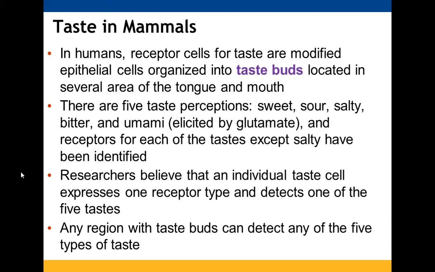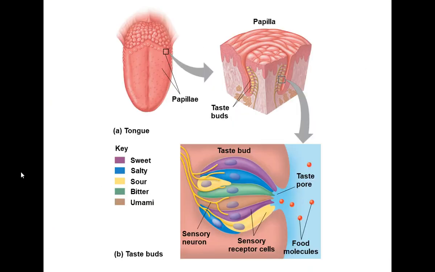Researchers believe that individual taste cells are able to express one receptor type, and detect one of your five tastes. Regions with taste buds, any region with them, will be able to detect all of the five types of taste.